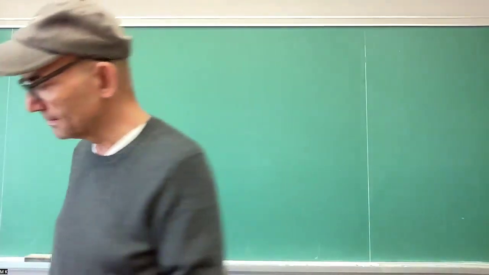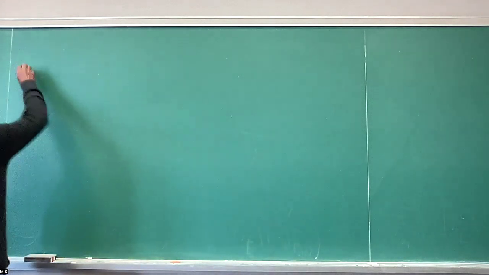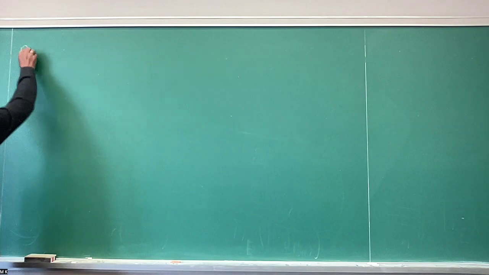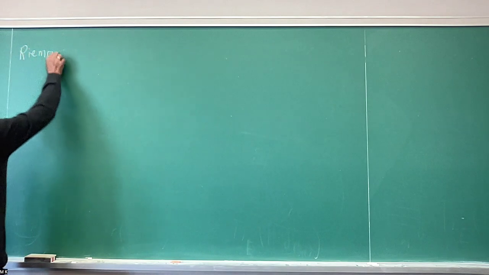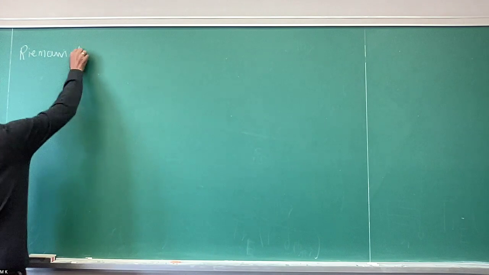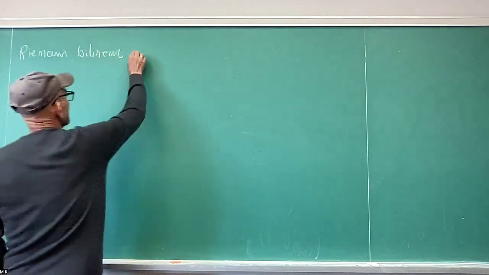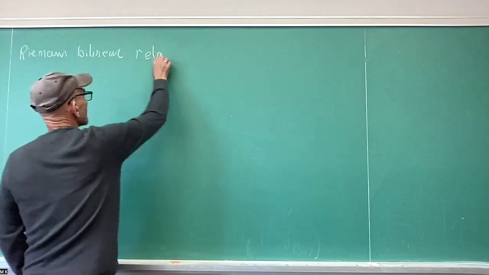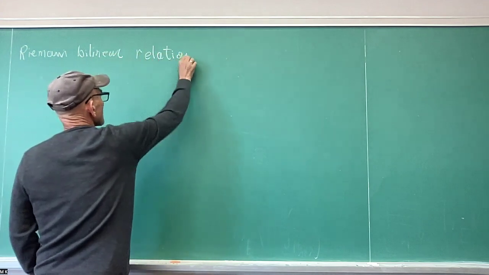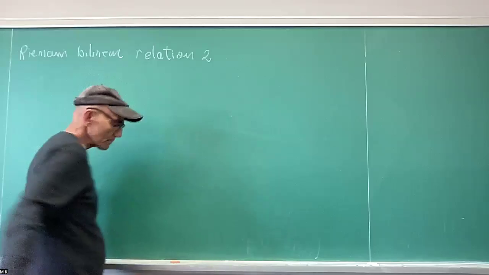Okay, so right, let us finish this proof of Riemann bilinear relations. So I call this the second part, Riemann bilinear relations. That's part two.